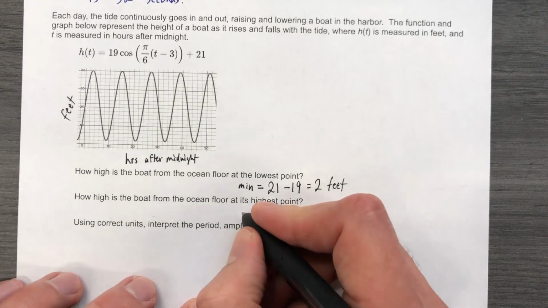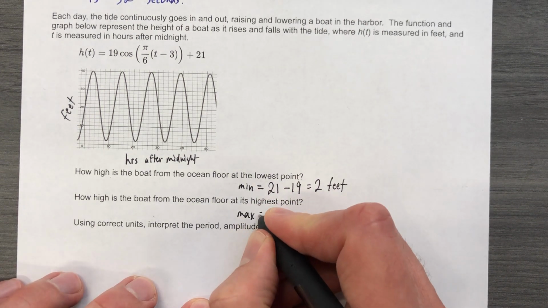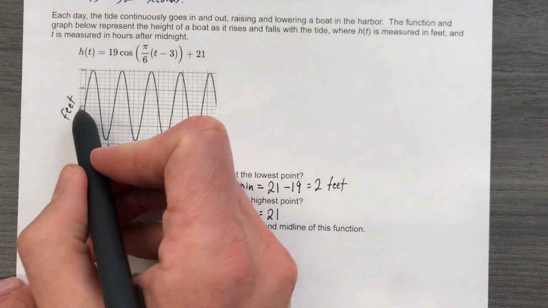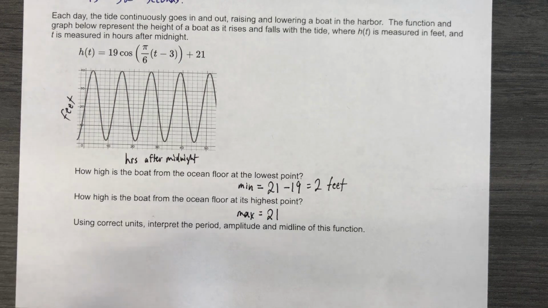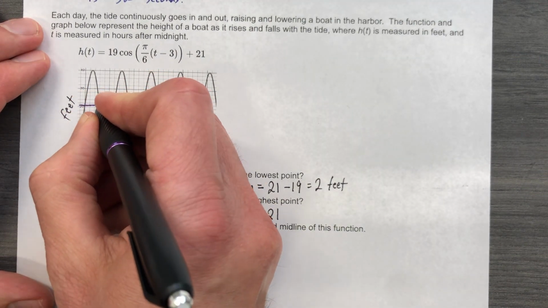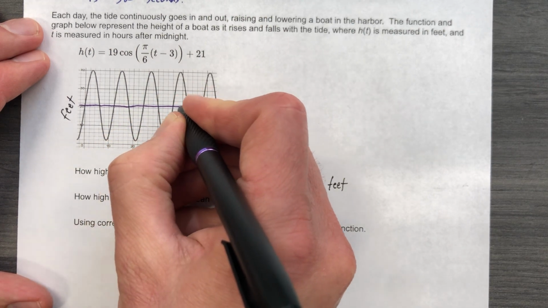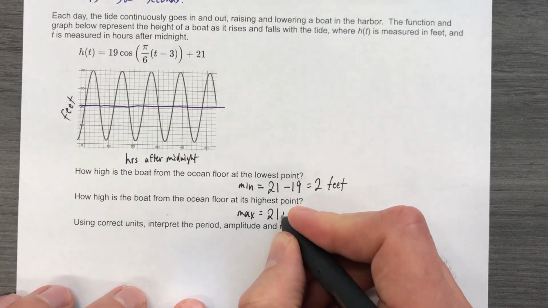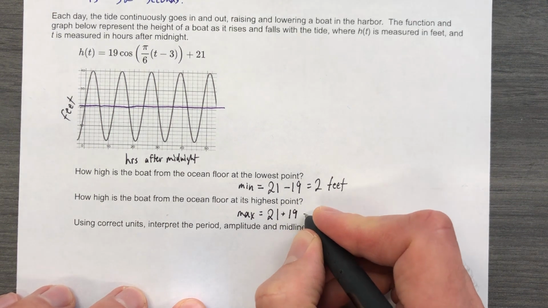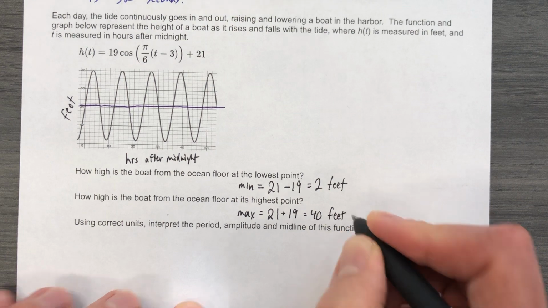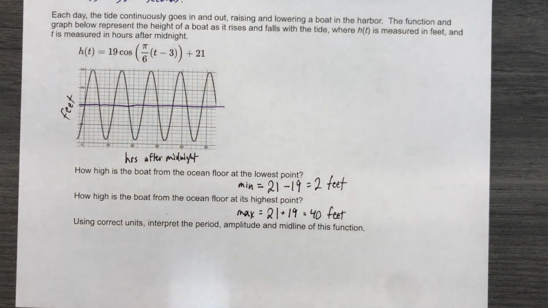And then at the highest point, well, the maximum is, we've done this before, 21 is your midline. There you go, 21. The middle of this thing, label it if you want to, is going to be 21 right there. That's it. And we would add 19 to that one, and that would give us 40 feet. That's quite drastic. That's a 38-foot change there from low tide to high tide.